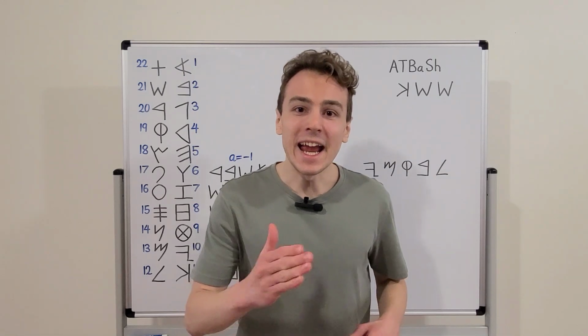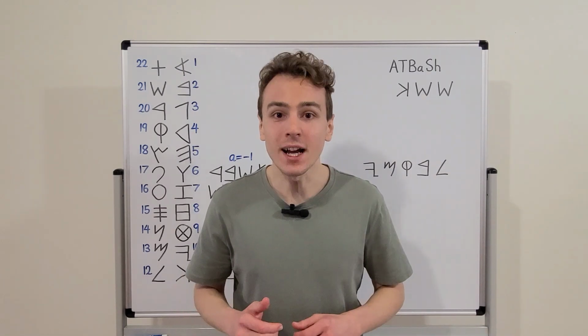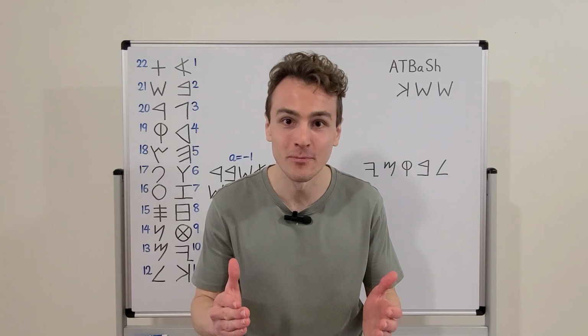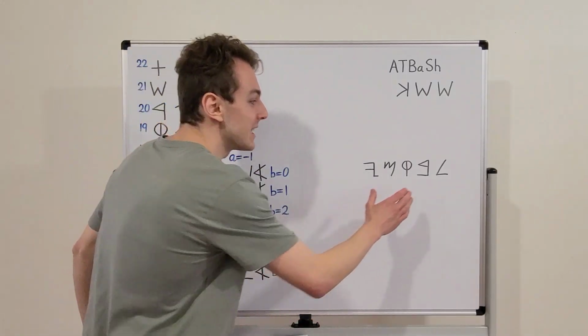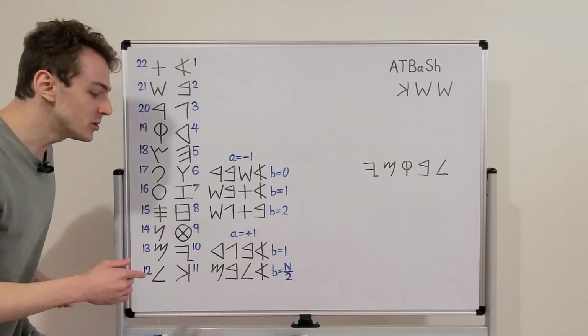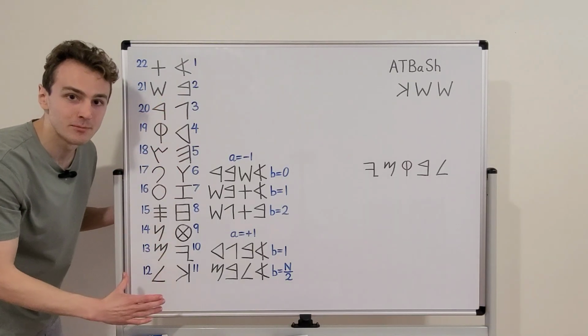Let's investigate ancient examples of the Affine cipher, which is a type of monoalphabetic substitution cipher. In this video, we will uncover the hidden meaning behind these two cryptograms. We will be using the 22 letters of the Phoenician alphabet.